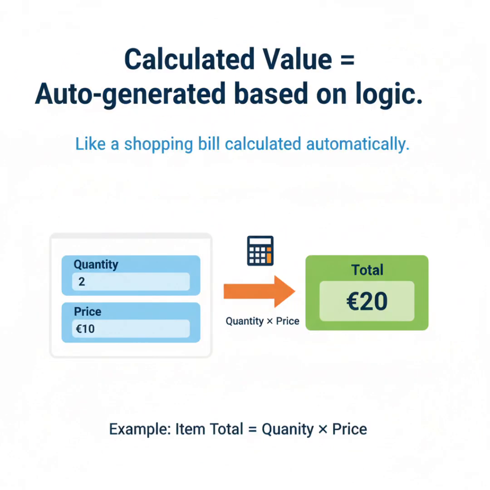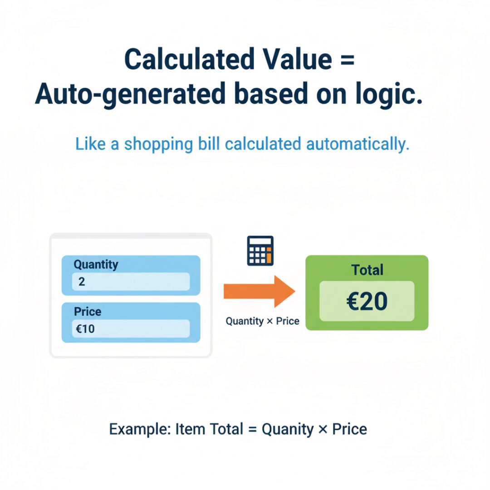And of course, calculated values. These are attributes whose value isn't stored directly, but is automatically generated based on logic you define, usually involving other attributes. The classic example is a total bill attribute that automatically calculates by multiplying quantity by price. So the model isn't just static, it has rules and actions.